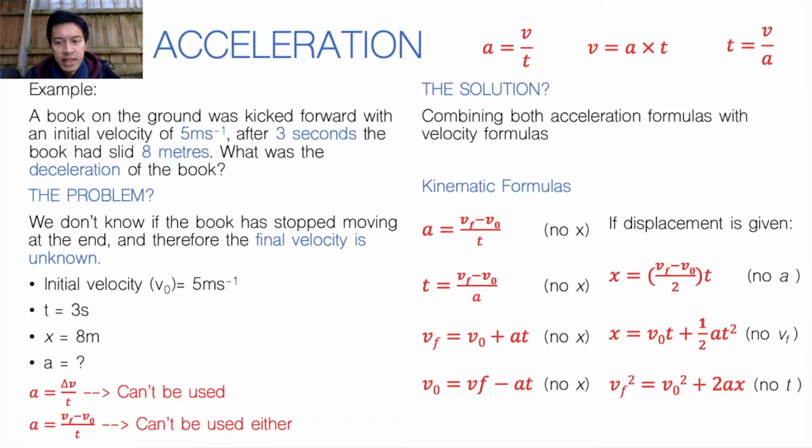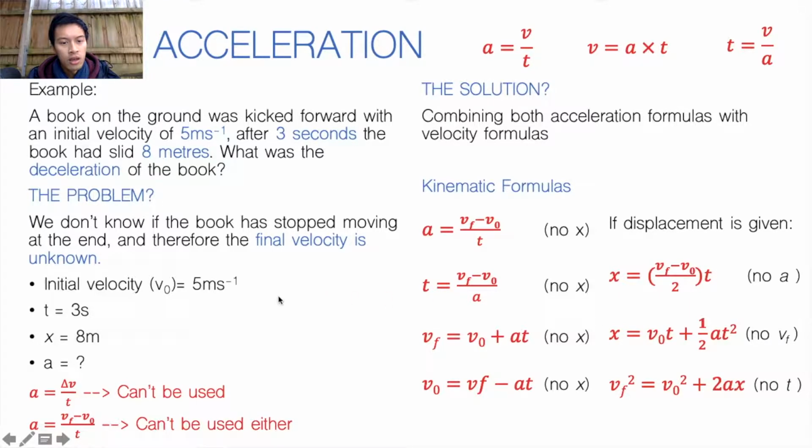So in this case here, if we have x and we have no acceleration, then we can calculate by using this formula: x equals (vf minus vo) divided by 2, in brackets, multiplied by the time. If we have no final velocity, but we have displacement, we can use that to calculate acceleration, which is this one here, vo times t plus a half at squared. If we have no time given, but we have displacement, then we can use vf squared equals vo squared plus 2ax. Now, these are really complicated formulas, right?